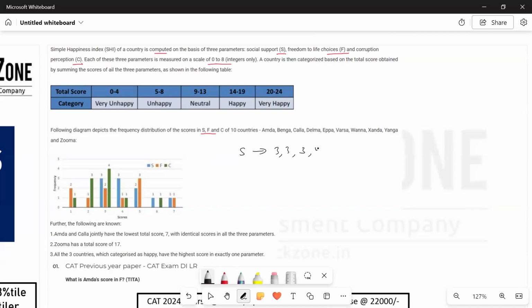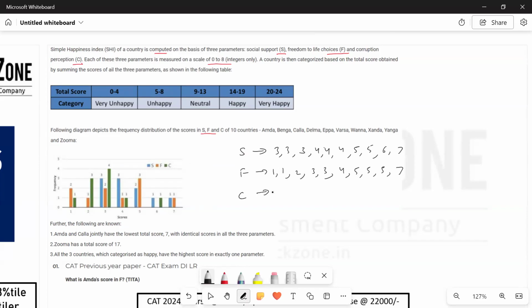Three fours: four, four, four. We have two fives, S is of blue, ठीक है, ब्लू कलर का S है. We have 2 5, 1 6, and 1 7. If we talk about F's, which is yellow color, we know we have two ones, 1 2, two threes, 1 4, three fives, and 1 7.